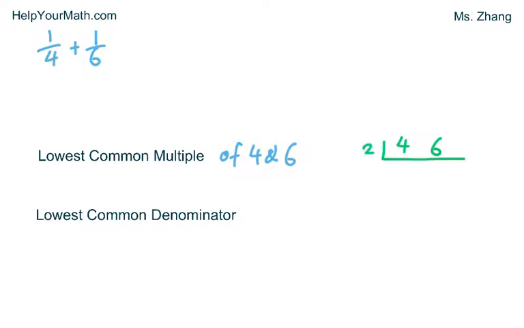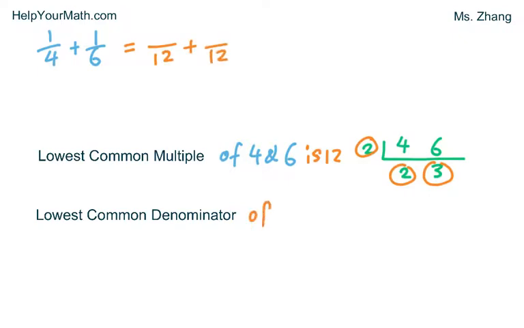So 4 divided by 2 is 2. 6 divided by 2 is 3. And then I just multiply 2 and 2 and 3 together. And that is the LCM. So in this case, 2 times 2 is 4. 4 times 3 is 12. So the lowest common multiple of 4 and 6 is 12. Alright, so that means on top, I'm going to write some number over 12 plus some number over 12. I also want to just quickly write this here.